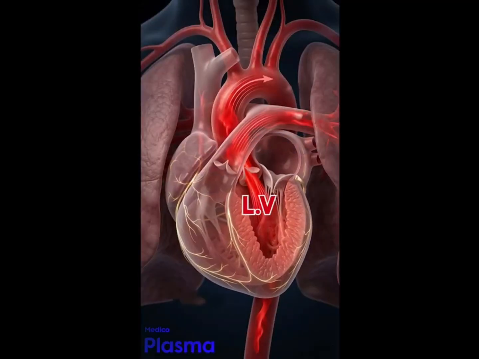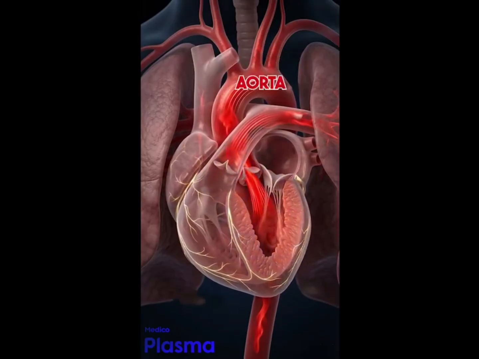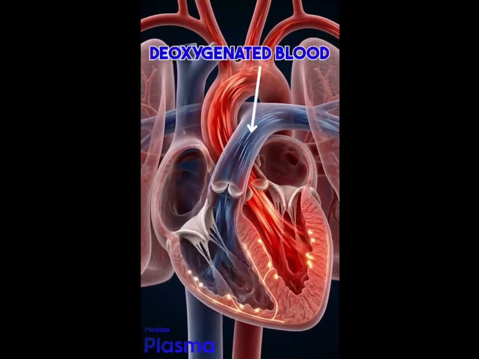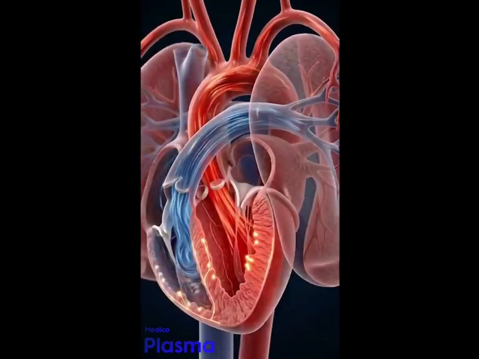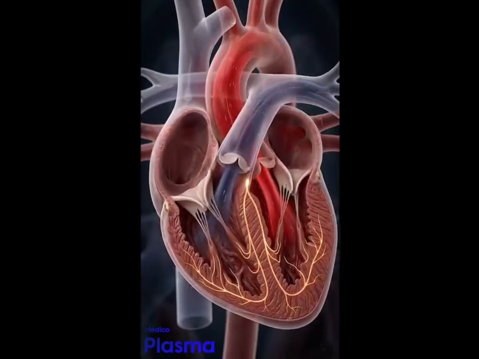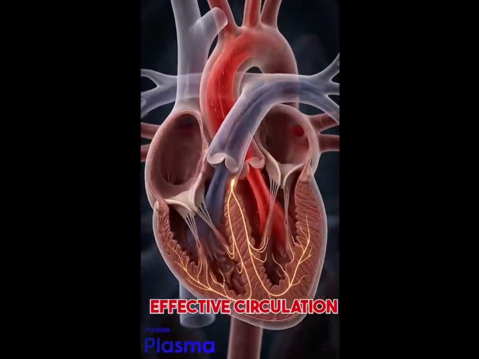The left ventricle pumps oxygenated blood into the aorta for systemic circulation, while the right ventricle pumps deoxygenated blood into the pulmonary trunk toward the lungs. This phase represents the main pumping action of the heart and is essential for maintaining effective circulation.